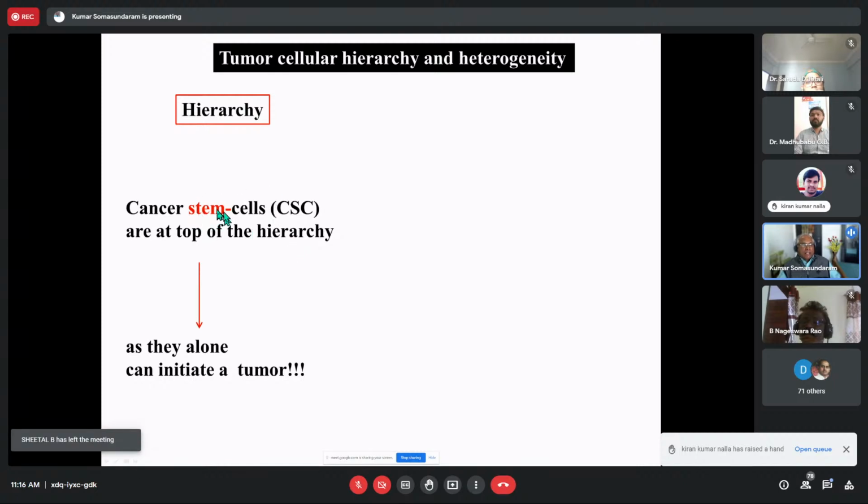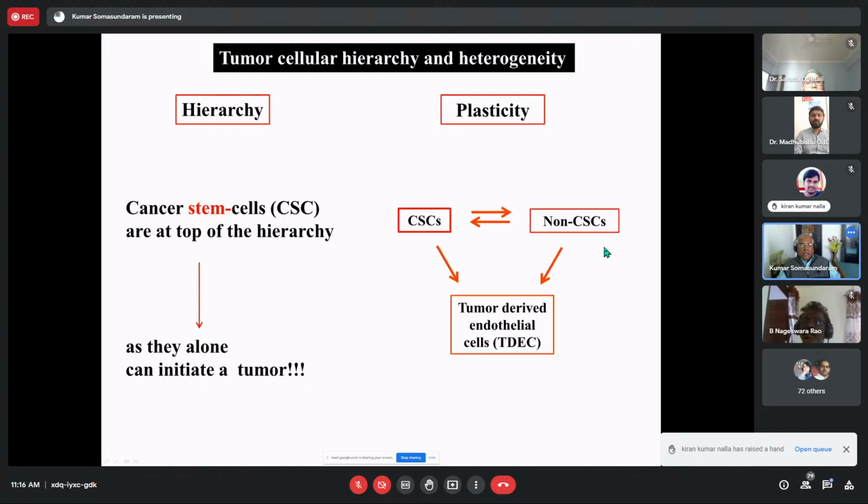It is always a cancer stem cell which alone can initiate a tumor. That's why it is on the top of the hierarchy. That's fair enough. Number two, the plasticity brings a different view of looking at it. So the meaning of plasticity is that cancer stem cells, for example, can actually differentiate to form the non-cancer stem cells. That's how, of course, the tumor is formed.